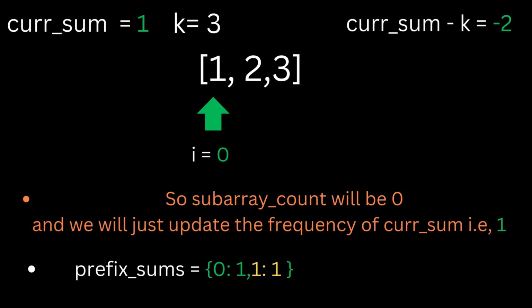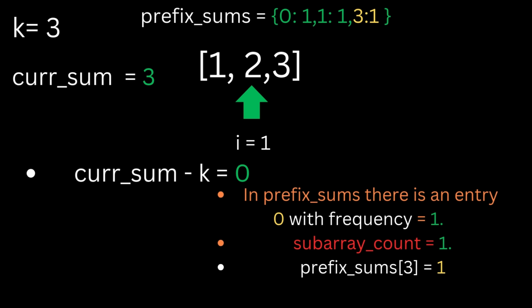Now i equals 1, and we will update the cur sum, that is 1 plus 2 is equal to 3. And we'll check if cur sum minus k is in prefix sums. Yes, so we will update the subarray count with the frequency of 0, which is 1. Then, we'll just update the frequency of cur sum.